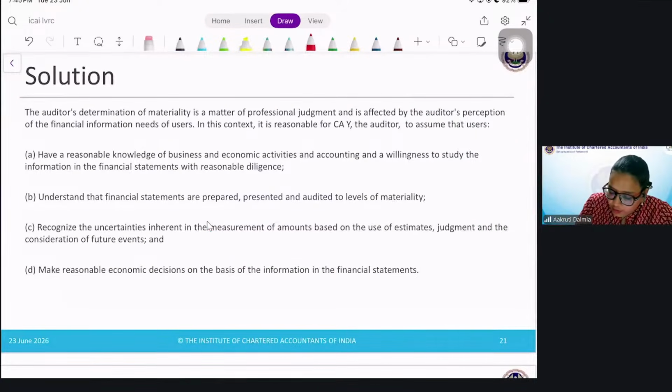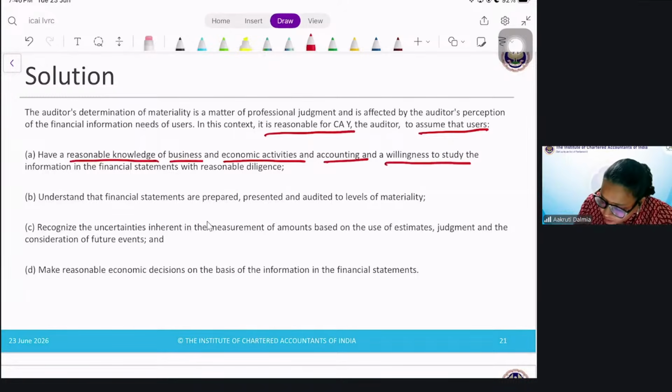So the auditor's determination of materiality is a matter of professional judgment. It is reasonable for CAI to assume that the users, meaning people who are reading the financial statements, have reasonable knowledge of business and economic activities and accounting, and they also have willingness to properly study the report. So I am assuming that if Pooja is investing 2 lakh rupees on the basis of my audit report, it means she has basic knowledge about what the company is doing, what kind of economic activities it's doing, the history of the company, and they are ready to study the whole report, even if it's a 100-page report.